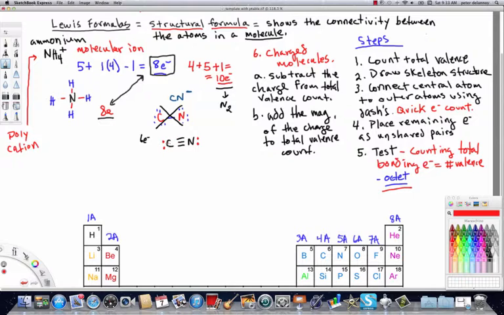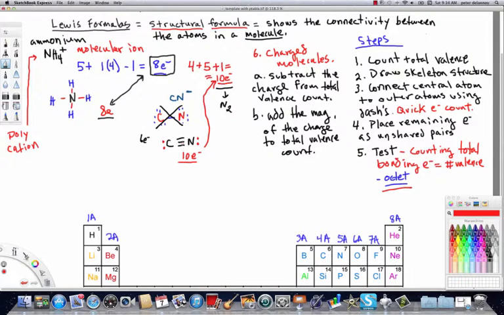All right, so we see that in the case of this structure, we have met our magic number. We have 2, 4, 6, 8, 10 total electrons, and that matches up with this. So this is the best structure.